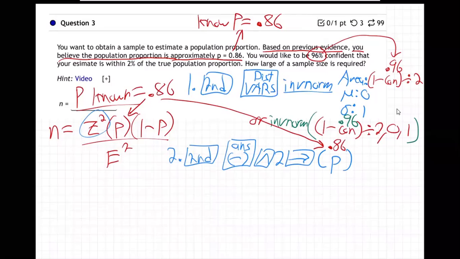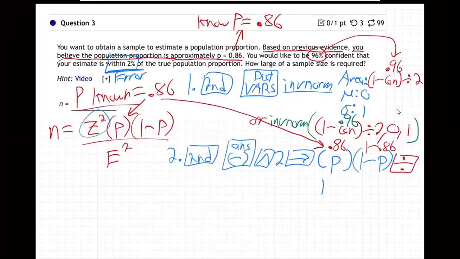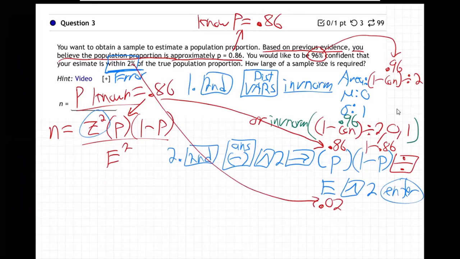And then you got to put another parenthesis and 1 minus p. In my case, again, it's 1 minus 0.86. And then divided by, and then you've got to do the E. The E is the within, there's your error, within 2%. So in my case, E to the second power, and hit enter. In my case, the E is 0.02. And there we go.